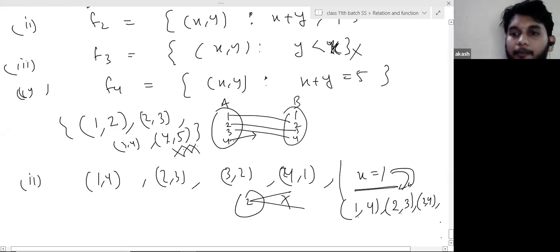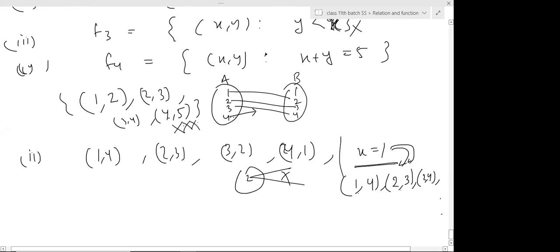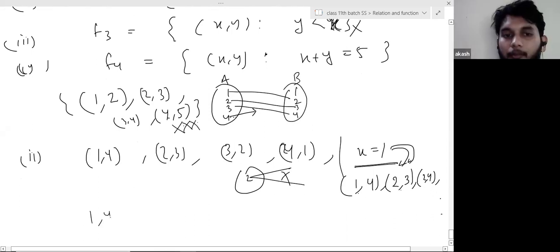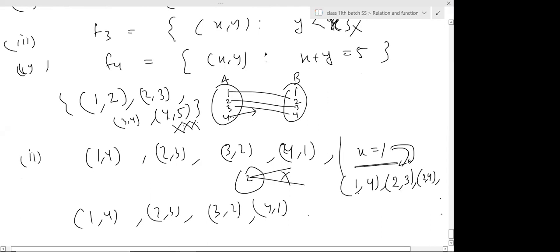And what about the fourth one? The fourth one would be a function. Why? Because only 4 ordered pairs are possible: 1 comma 4, 2 comma 3, 3 comma 2, and 4 comma 1. Right? Yes. So now this is absolutely clear.